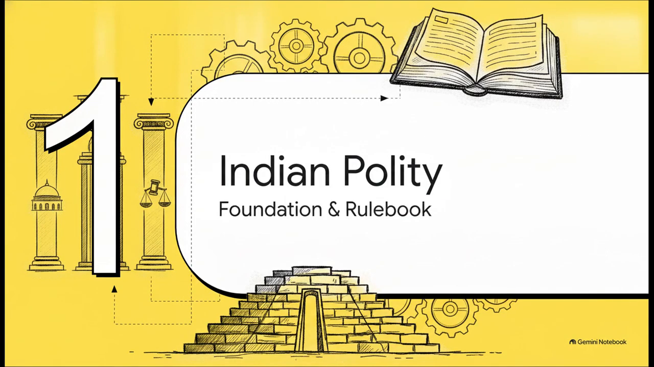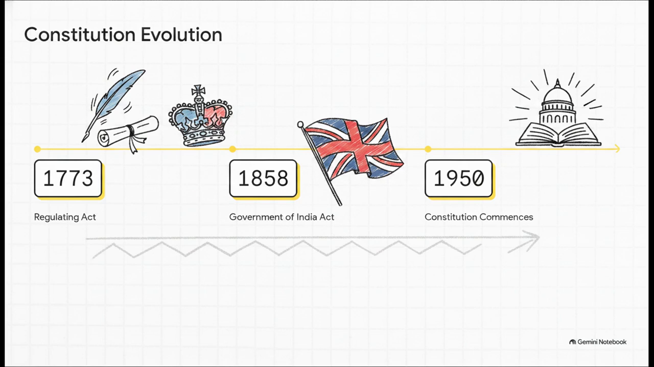All right, let's dive right into Pillar 1, Indian Polity and Constitution, the foundation and rulebook. This rulebook outlines the precise structure of our executive, legislature, and judiciary. It's essentially the blueprint of how India governs itself.